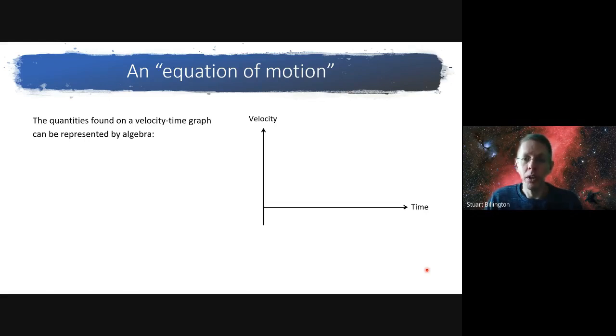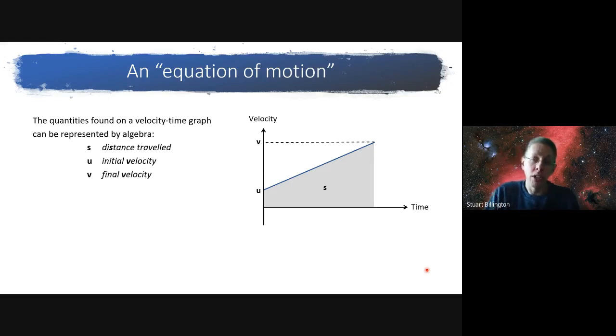at A-level. So what we can do is we can take the quantities that are on the velocity time graph and we can award some algebraic variable names to them. So for instance, the area under the graph is the distance traveled. It's traditional to give that an S rather than a D. I don't know why. We'll just go with the flow. We use an S instead of a D. The beginning velocity and the final velocity are usually referred to as U and V. So V for velocity, obviously, and U because it's the letter before V in the alphabet.